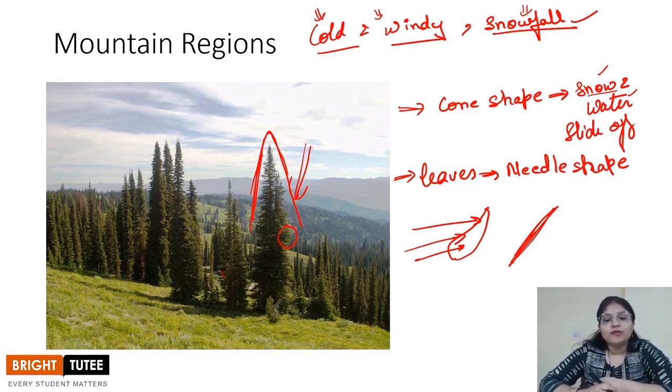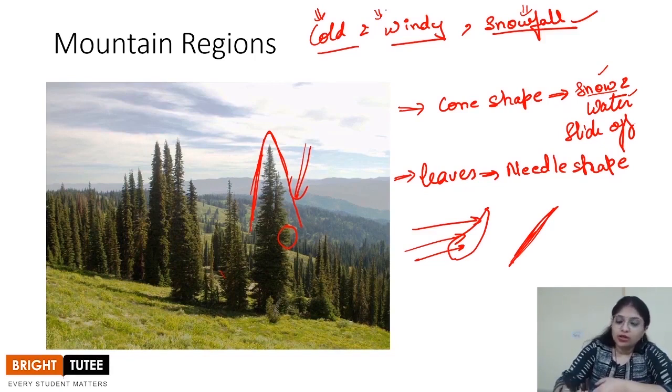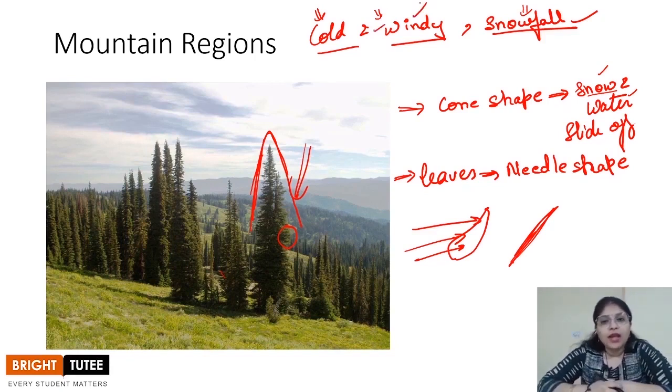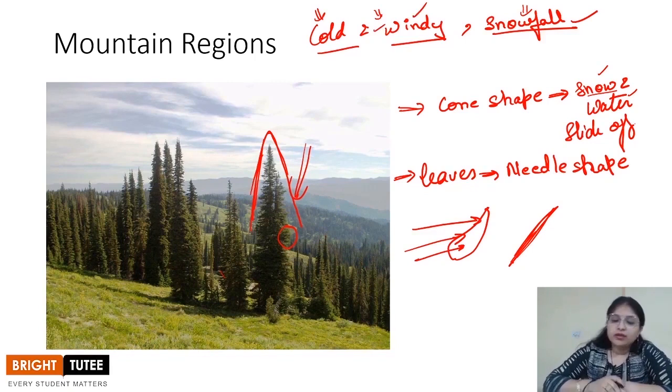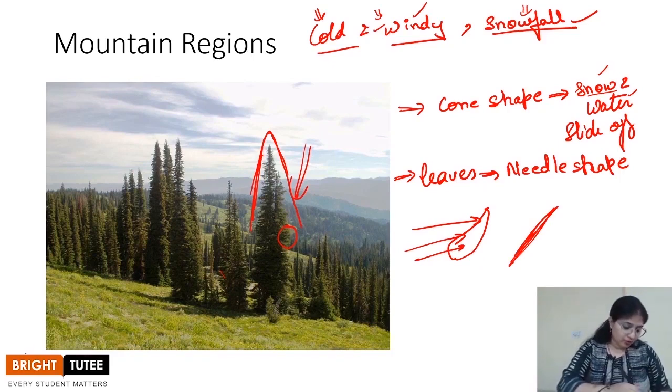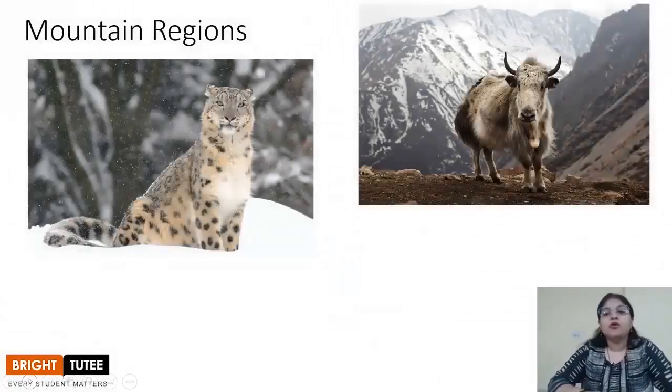All of these trees are definitely present on the mountain ranges, but they have their own adaptations to deal with this environment, right? To deal with the cold and the windy environment. Right, so these were the adaptations of a plant or a tree in these mountain regions. If we talk about the animals, they have their own specific adaptations.